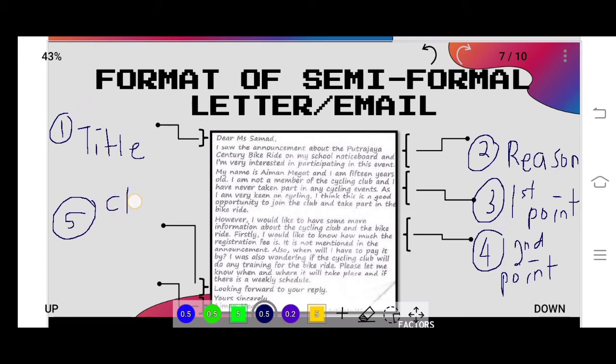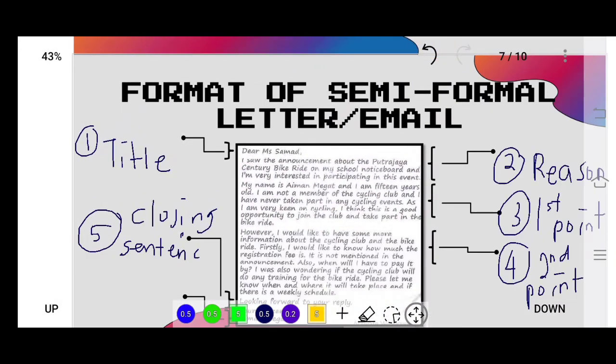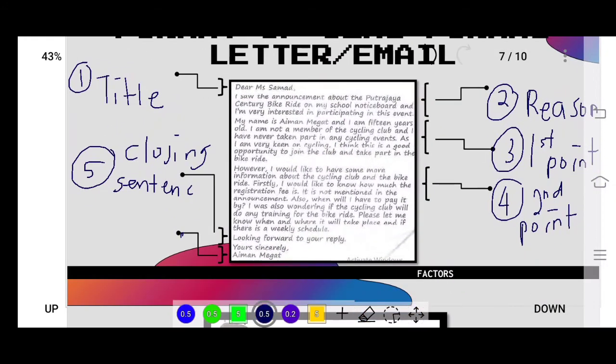Can you guess it? Okay. Number 5 is the closing sentence. Okay, remember that you are looking forward to the feedback. So, looking forward to the reply. And then number 6.